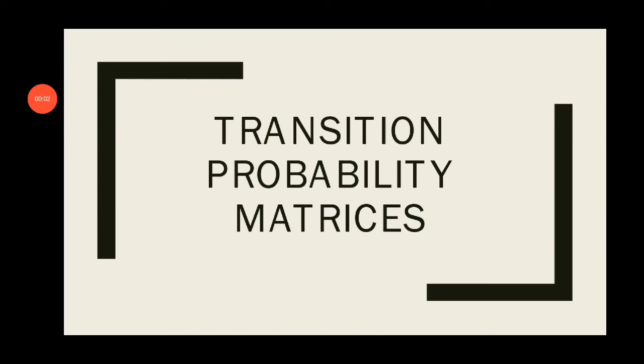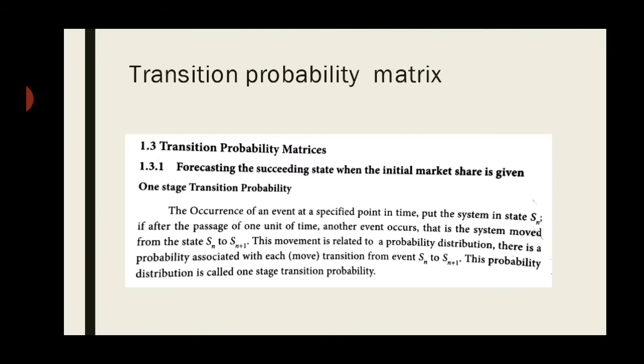Hello students, and in this session we are going to see transition probability matrices. The transition probability matrix is used for forecasting the succeeding state when the initial market share is given. So this is the topic we are going to see today, and here there is a definition.